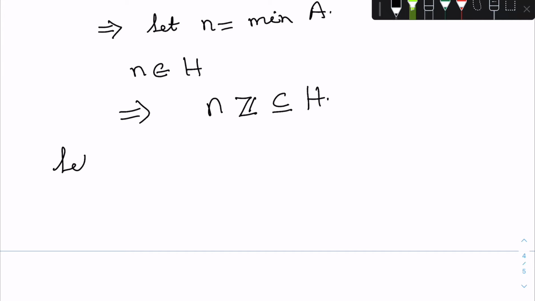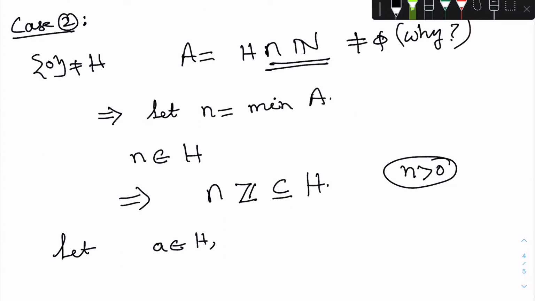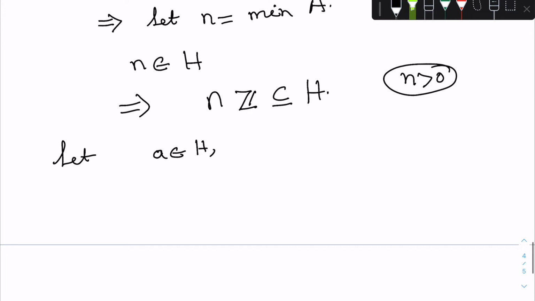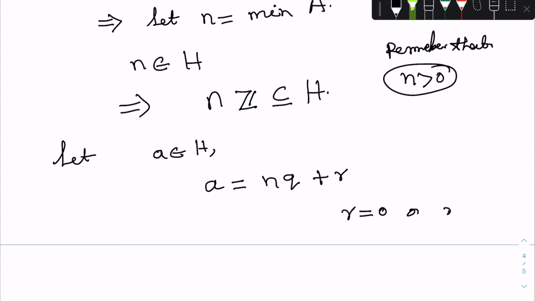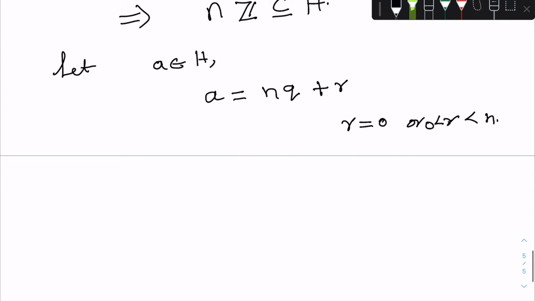So the claim is the reverse. Let an arbitrary element small a belong to H. Then by the division algorithm, basic number theory, remember that n is greater than 0. Here I intersected with the natural numbers, which start from 1, so n is greater than 0. I'm not intersecting with the whole numbers. So I can divide a by n and get a quotient plus a remainder. With the remainder condition, r can be 0 or strictly between 0 and n. This is the condition for the remainder for any n. The quotient can be positive or negative, it doesn't matter, but n should be like this.